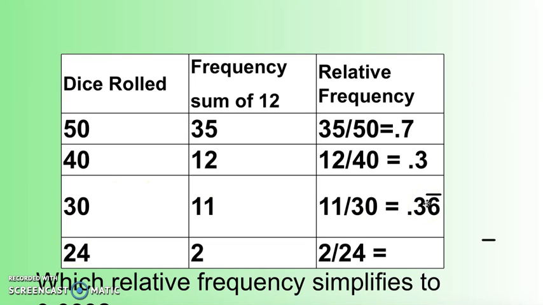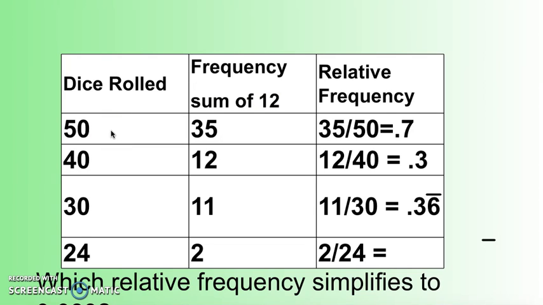What I want you to notice is you see this word frequency. Frequency just means how many times did something occur. And that's why I'm putting numbers here of how many times I got a sum of 12. Now, relative frequency basically means what is the experimental probability of me getting a sum of 12 out of the number of times I rolled the dice.